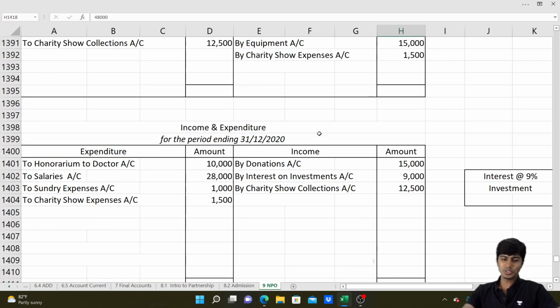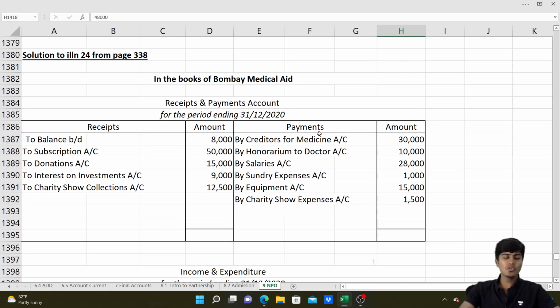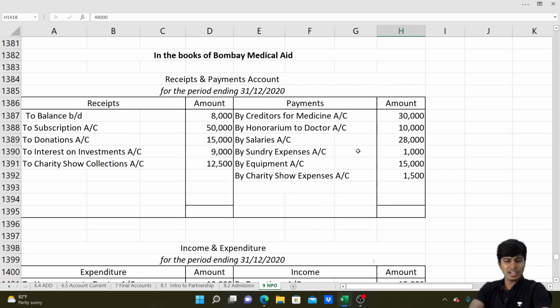So you presented the question in a beautiful manner. I don't know how you people solve. Majority of them go about preparing receipts and payment first, and then do income and expenditure, and then do the balance sheet. I would say do everything simultaneously. That's how the entire accounting should work. And now I've just read the question and I'm done with it.